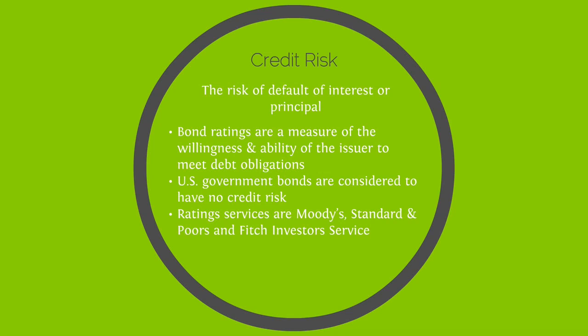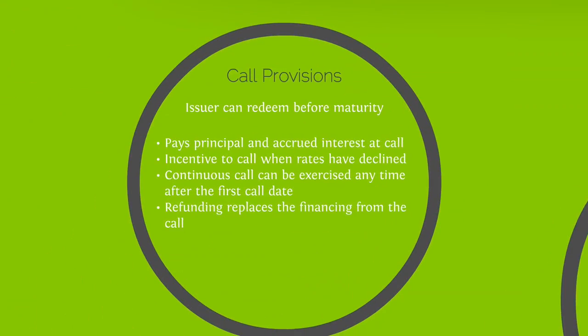U.S. government bonds are considered to have no credit risk. They can have other types of risks, such as inflation can affect them, but not credit risk. Rating services measure the credit risk of different bond issuers. Moody's, Standard & Poor's, and Fitch Investor Services are the main ones.